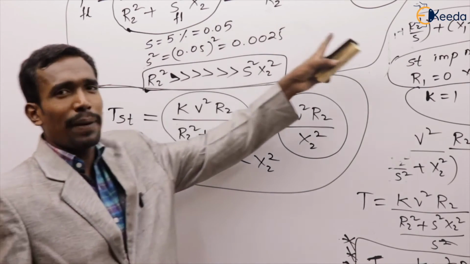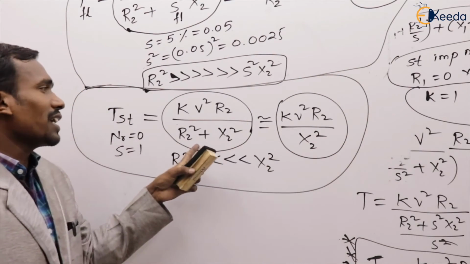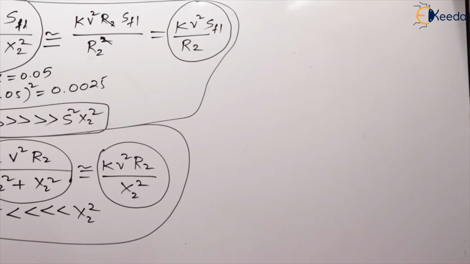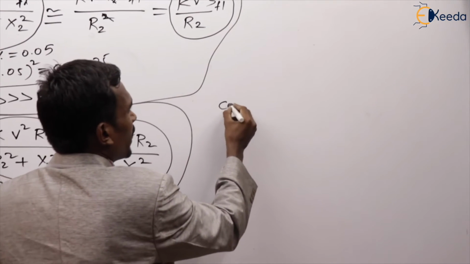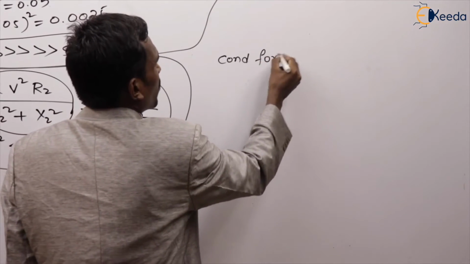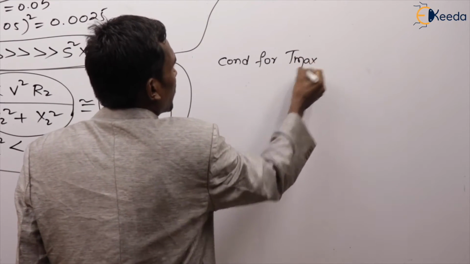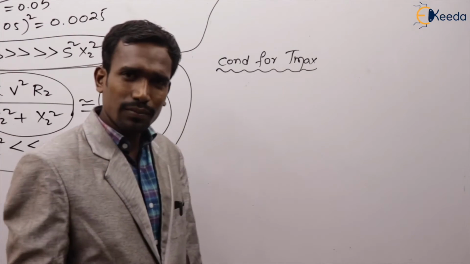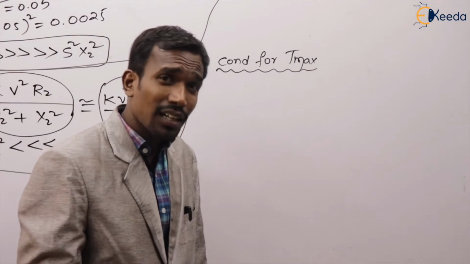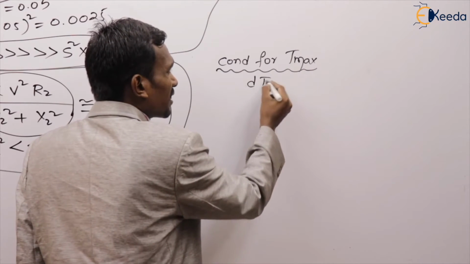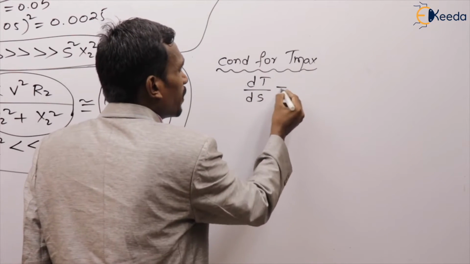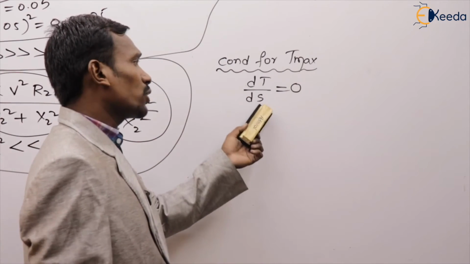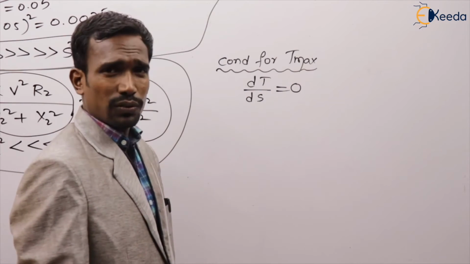Exact full load and approximated full load, exact starting torque and approximated starting torque equations. Right. Now I want the condition for maximum torque. Can you tell me how we can get the condition for maximum torque? What is the answer? Differentiate the torque with respect to the variable and equate it to 0.